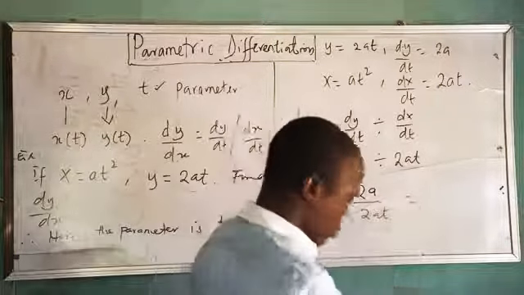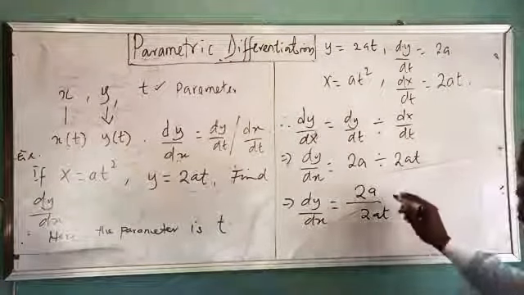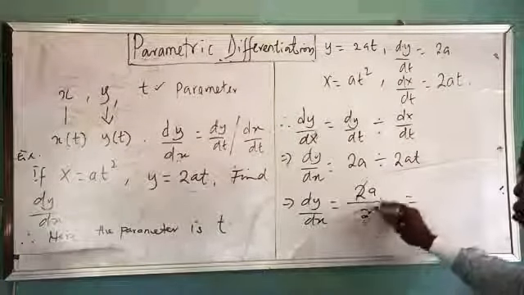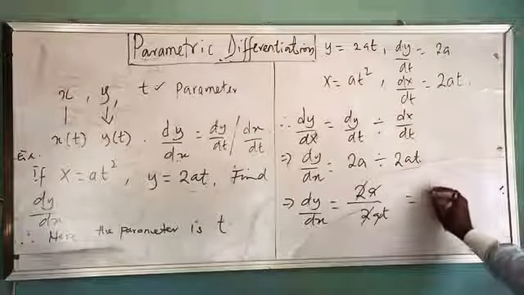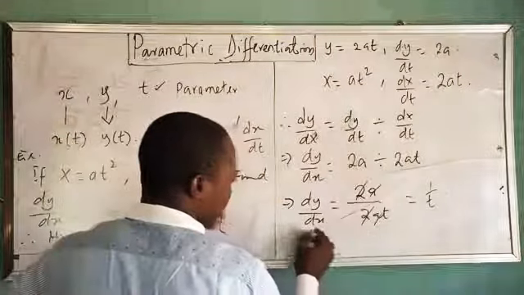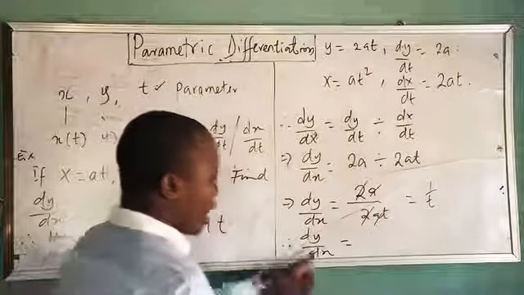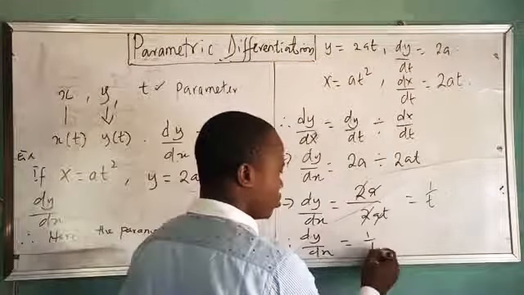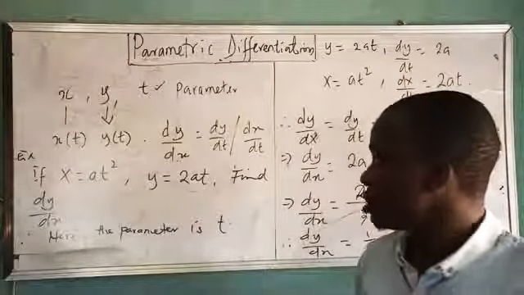Now reduce this to the lowest term. So what do you have? We cancel the 2 here, and we cancel the a here. What do you have left? You have 1 over t. Therefore, the differential coefficient of the function y gives us 1 over t, which is the final solution to this.